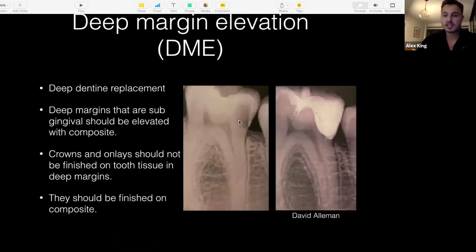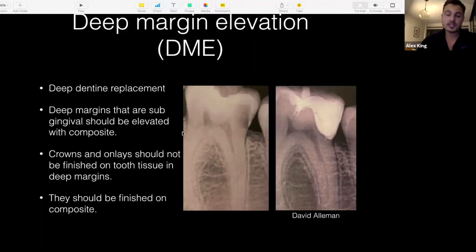If we look on this x-ray here, we can see a large lesion, and this is crestal. It's going to be at least 2-3 millimeters subgingival. And that means that we haven't got a predictable bond strength in this area. So let me just move myself so I can see. And deep margins that are subgingival should be elevated with composite.